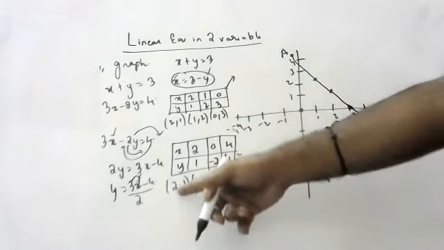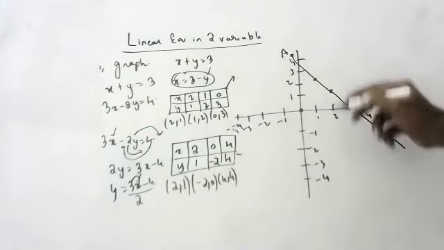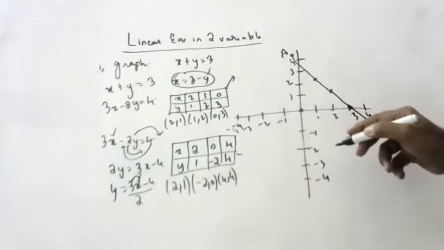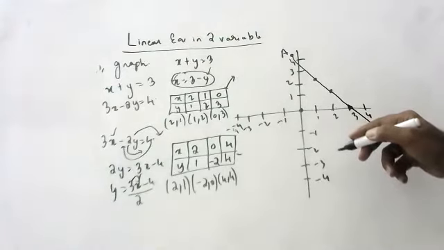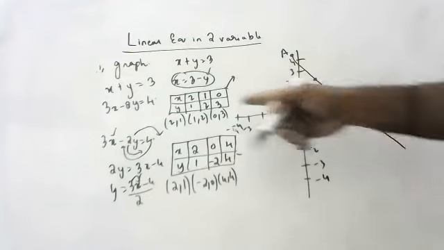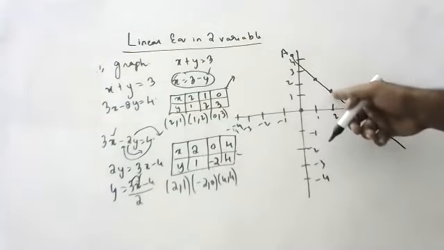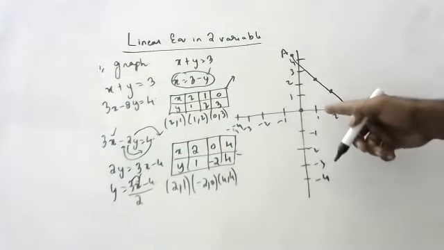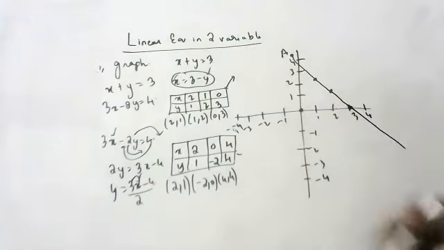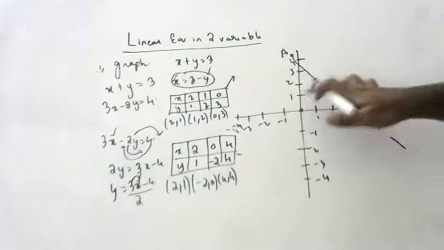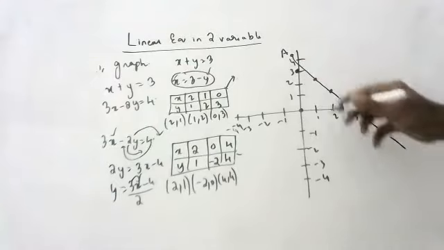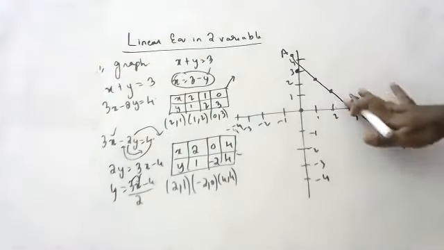Second one is 2 comma 1. 0, 3. Which one? X and Y. So this is 2 comma 1. You took 3 comma 0 for 0, 3. Again I took it wrong. 0 comma 3. So 0 comma 3 is this one. Okay. Again I did wrong. Sorry.